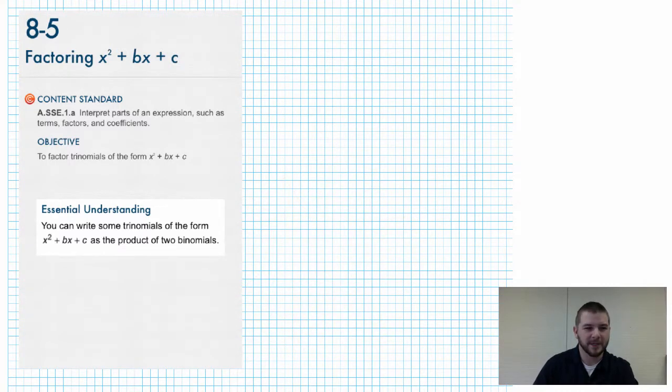The objective of section 8.5 is to factor trinomials of the form x squared plus bx plus c. An essential understanding for this section: you can write some trinomials of the form x squared plus bx plus c as the product of two binomials. We'll be exploring this a lot more in section 8.5.